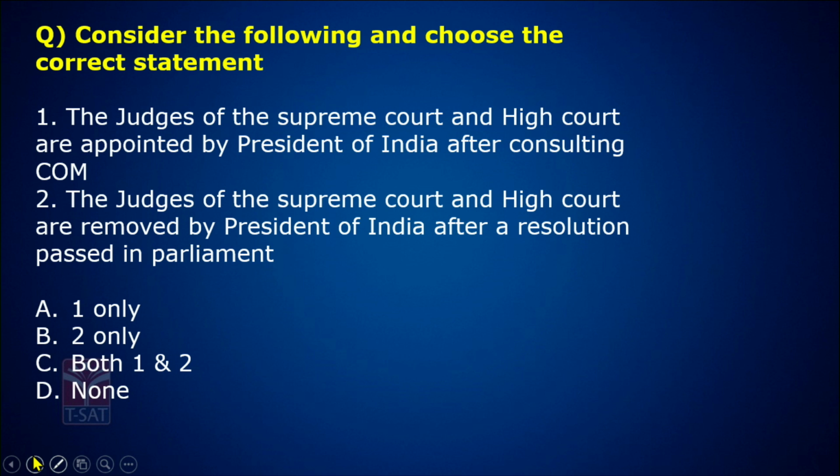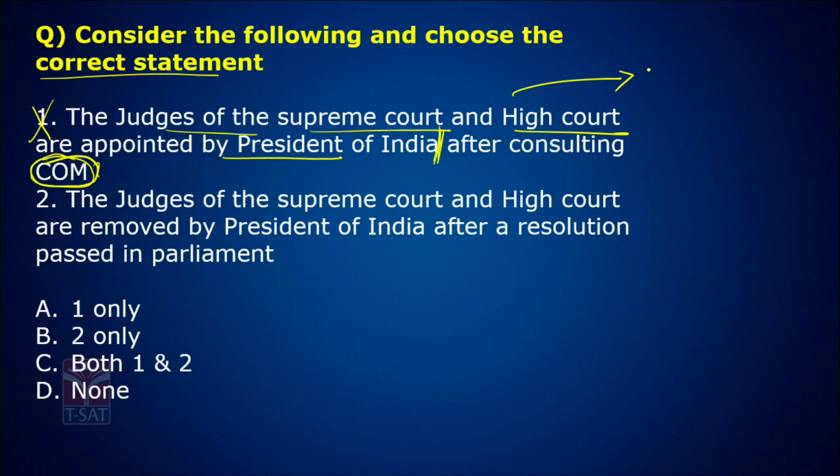Consider the following and choose the correct statement. The judges of the Supreme Court and High Court are appointed by President of India after consulting Council of Ministers. The judges of the Supreme Court and High Court are appointed by President. This is correct. Up till here it is correct. After consulting Council of Ministers. No, this is wrong, because for appointment of the judges, presently a procedure is followed, and that procedure is called Memorandum of Procedure. This is MOP. According to Memorandum of Procedure, Ministry of Law and PMO is consulted. So this is wrong, not Council of Ministers.